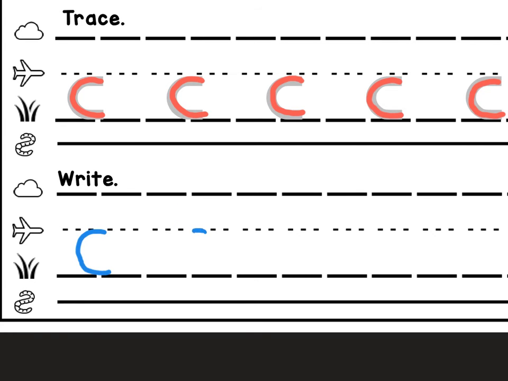Start at the plain line, curve around backwards to the grass line. Plain line, backwards to grass line. Plain line, fly back, curve down to the grass line. One more. Plain line, curve back, down to the grass line.